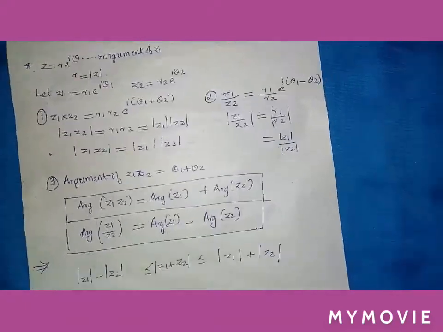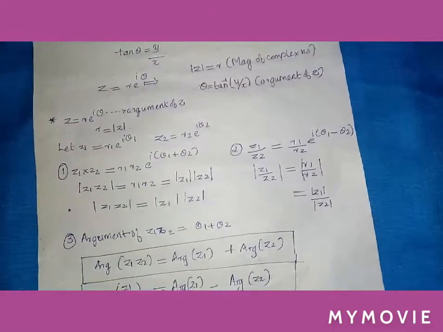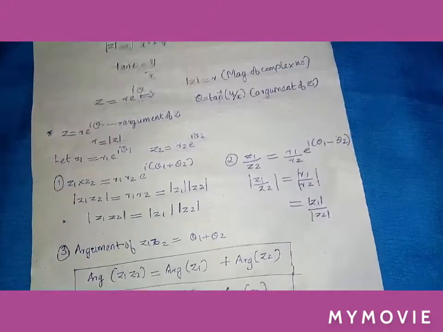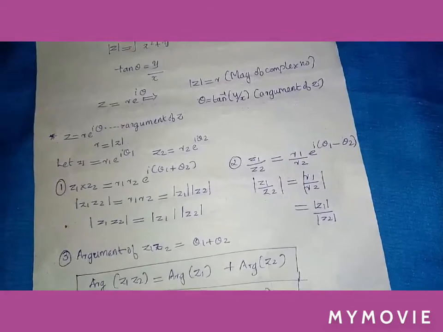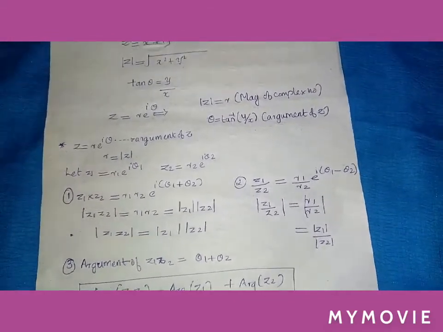Okay, so what is the complex number? What is its representation in the Cartesian and the polar coordinate system? And what are the rules behind division, multiplication and addition and subtraction also?